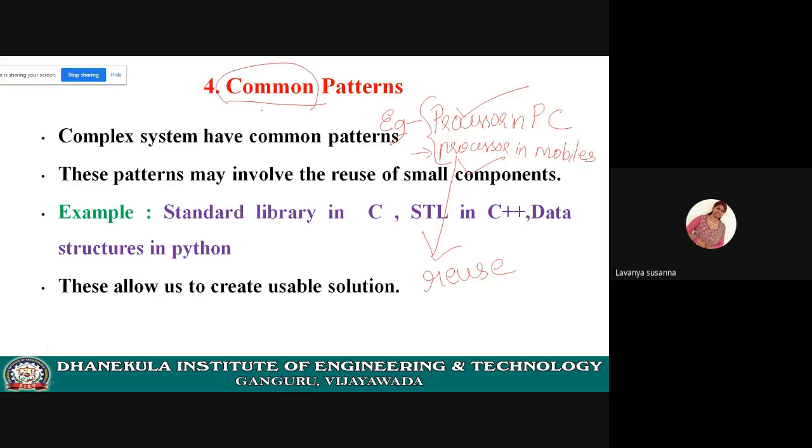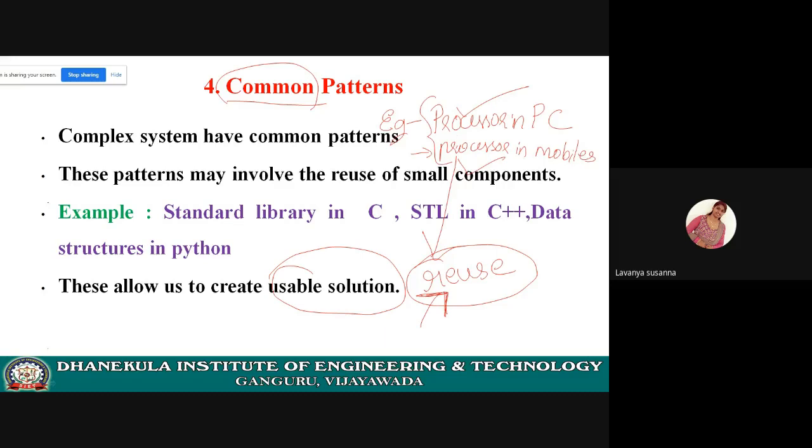Or common components, for example here, processor. Again, no need to develop the processor from scratch. You can reuse the component. So the main advantage of this common pattern feature is you can reuse the component. No need to develop the component again and again. It allows us to create a reusable solution.